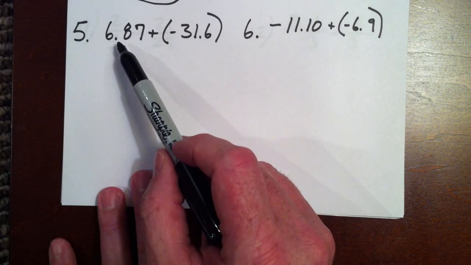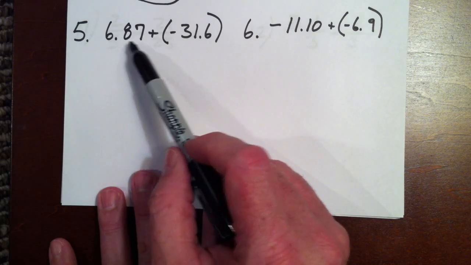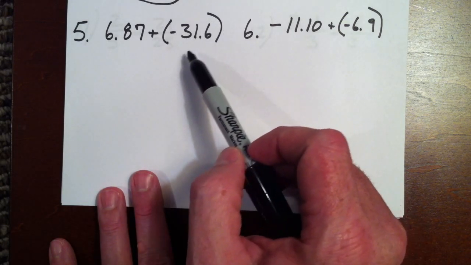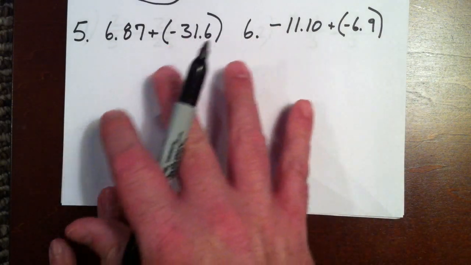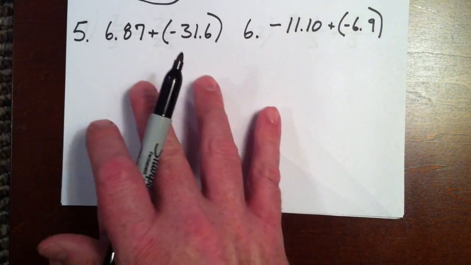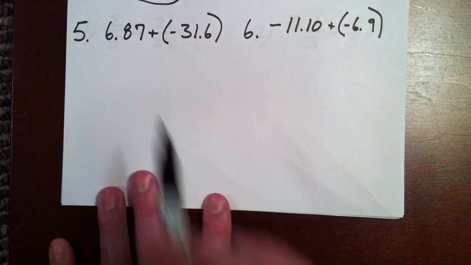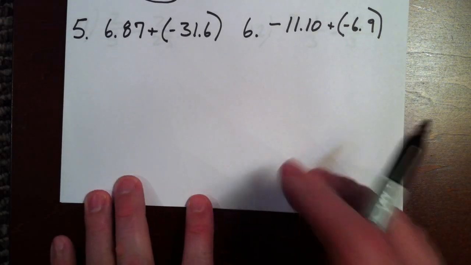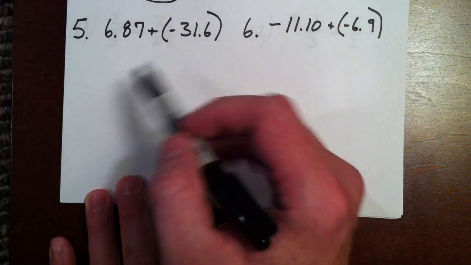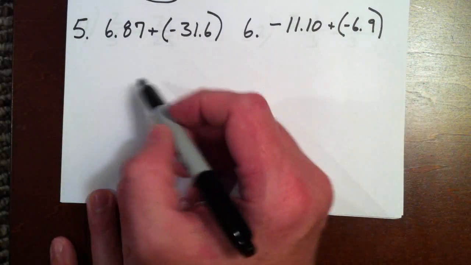Well, Mr. Camp, I don't like this. I don't like 6.87 plus a negative 31.6. I don't understand that. Well, if you still don't understand that, number one, you need to work on that concept. But if you don't understand it, what can you do? I've got an addition problem, and we can sing our song: same signs add and keep, different signs subtract. This is positive, this is negative, so we have different signs, so we're going to subtract.